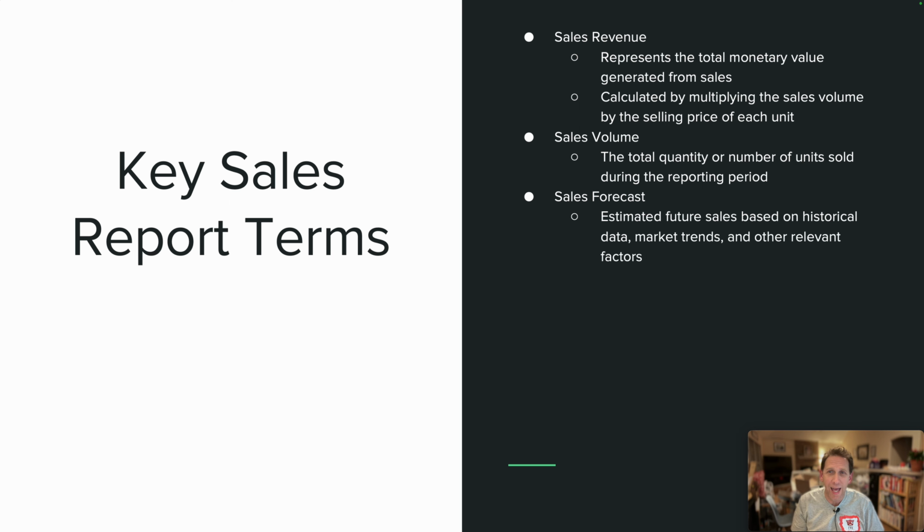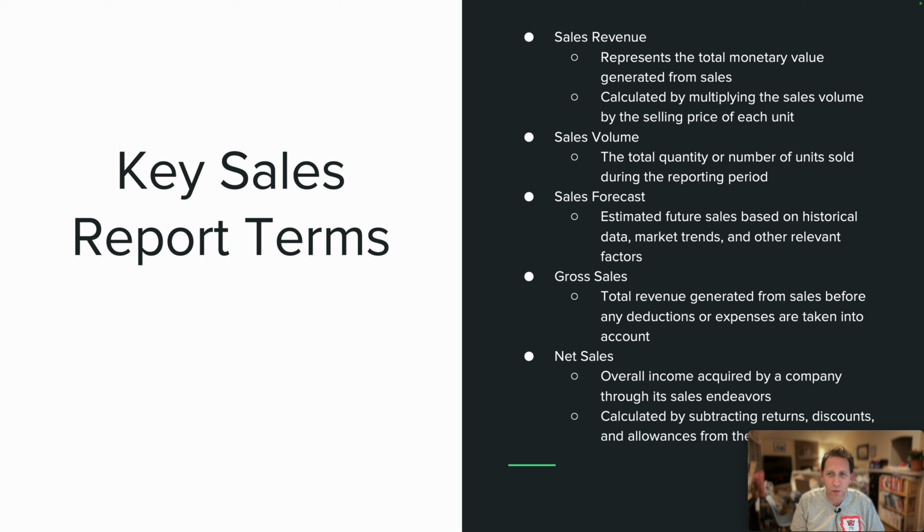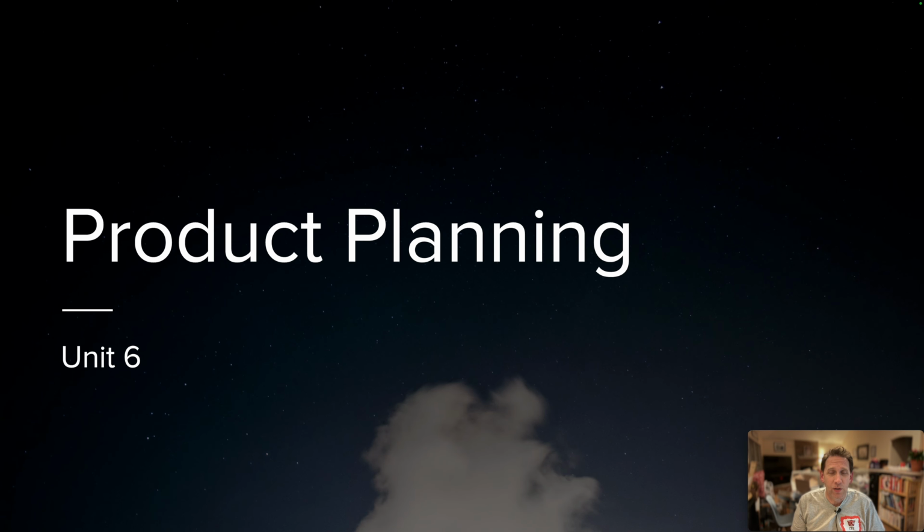Sales forecast is the estimated future sales based on historical data, market trends, and other relevant factors. Gross sales is your total revenue generated from sales before any deductions or expenses are taken into account. Net sales is your overall income acquired by a company through its sales endeavors. It's calculated by subtracting returns, discounts, and allowances from your sales. And that is our second lesson on product planning, mainly dealing with sales and inventory management.